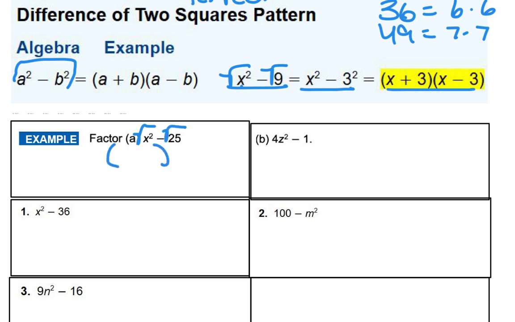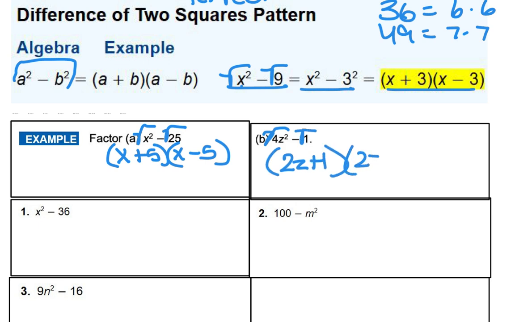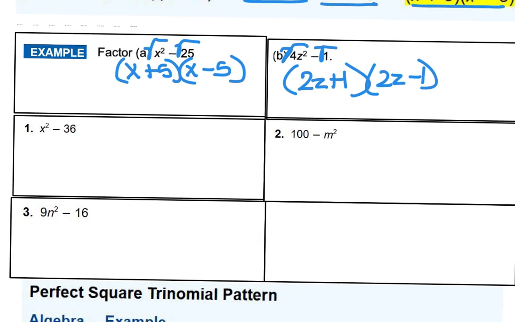Okay, so this is kind of like going backwards from what we just did. So it's x plus 5 and x minus 5. Okay. One of your binomials is plus and one's minus. One's the sum and one's the difference of those perfect squares, the square roots of those perfect squares. So the square root of this would be 2z, and the square root of 1 is 1, so 2z plus 1, 2z minus 1.